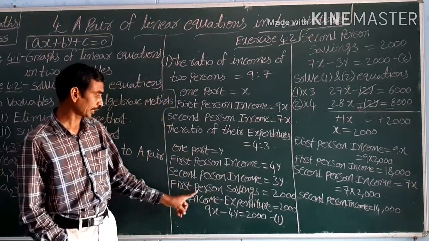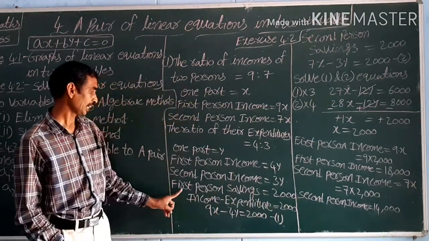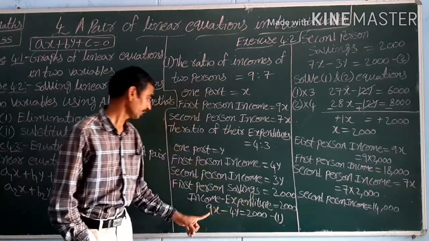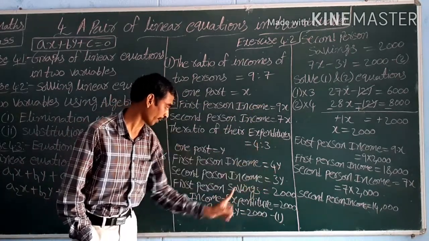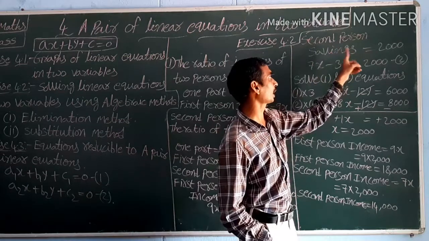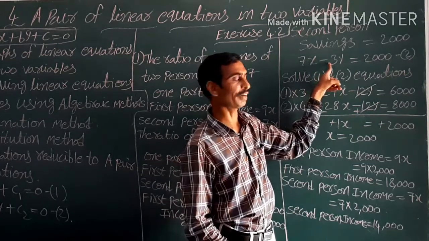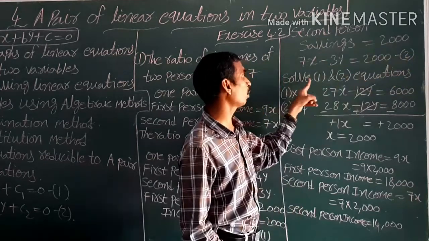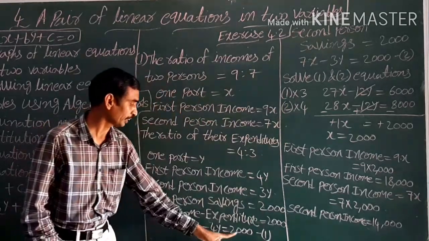Here first person savings is 2000. Saving is equal to income minus expenditure is equal to 2000. Here income is 9x and expenditure is 4y, so 9x minus 4y is equal to 2000. This is the first equation. Second person savings also 2000. Here second person income is 7x and expenditure is 3y. 7x minus 3y is equal to 2000. This is the second equation. Solve 1 and 2 equations. The first equation is 9x minus 4y is equal to 2000.